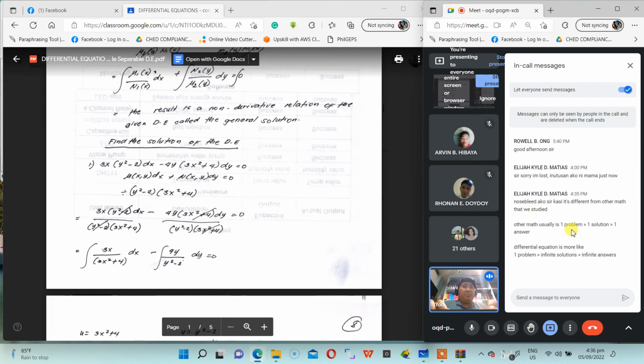Other math usually has one answer. Differential equation is more like one problem with infinite answers, because differential equation is the mathematics that creates all the equations used in all those previous subjects. Differential equations come first.